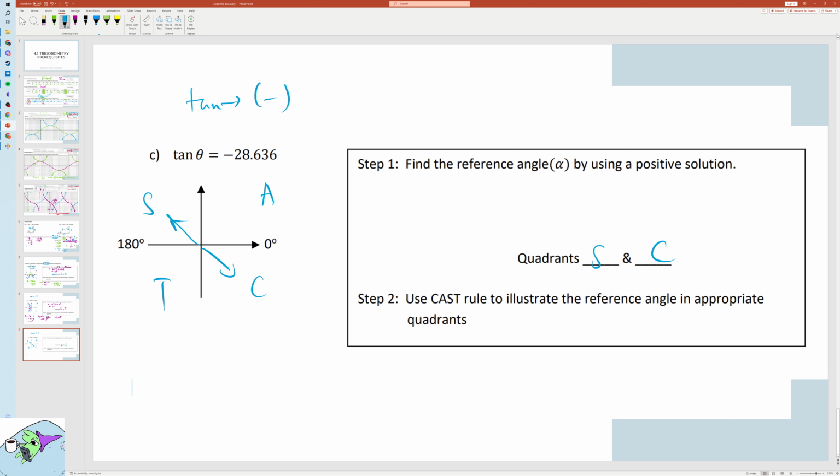S and C. So let's find our little alpha, little fish, which is equal to tan inverse of the reference angle of negative 28.636. You know what? I'm going to show you what happens. Let's have some little forbidden fruit here. What if you put the negative in there? We'll make one quick connection before we end off today. We're going to use second function tan inverse of negative 28.636.